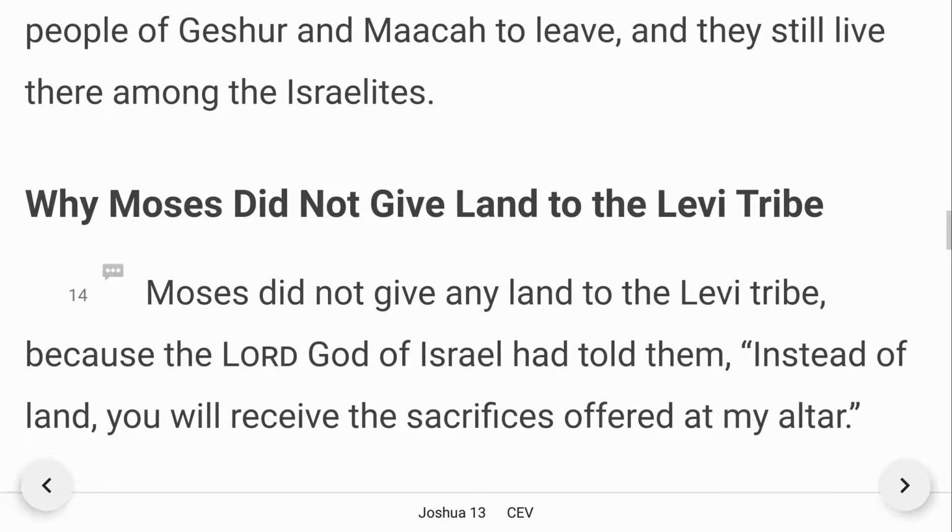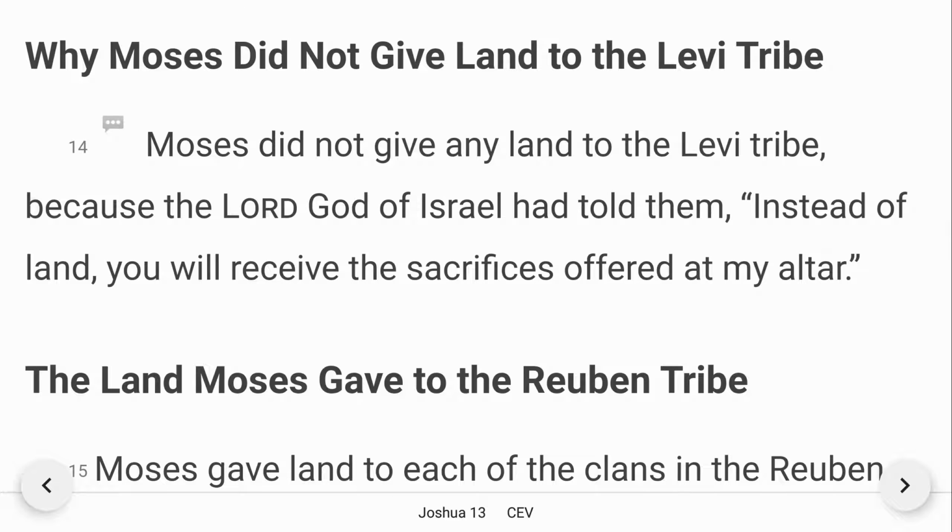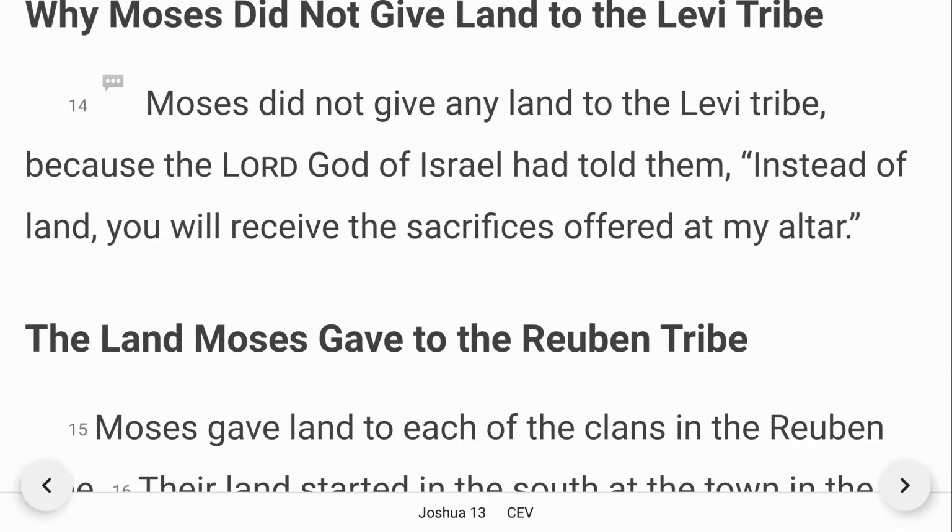Why Moses did not give land to the Levite tribe. Moses did not give any land to the Levite tribe, because the Lord God of Israel had told them, instead of land, you received Israel's sacrifices offered at my altar.